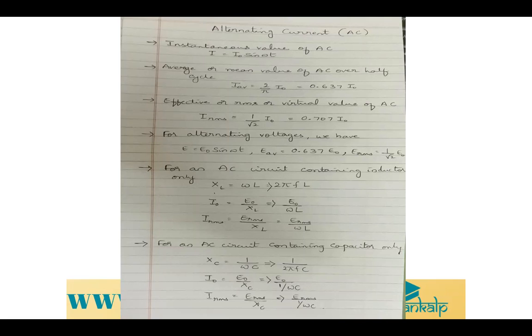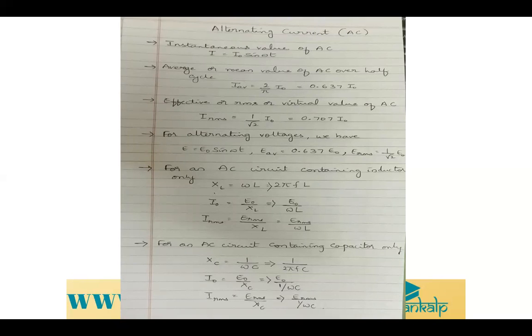I naught is nothing but the peak value, we call it. So the effective or RMS or virtual value of AC, that is IRMS, is equal to 1 divided by root 2 I naught. So 1 divided by root 2 we are going to write as 0.707 I naught. That is the effective or RMS or the virtual value of AC.